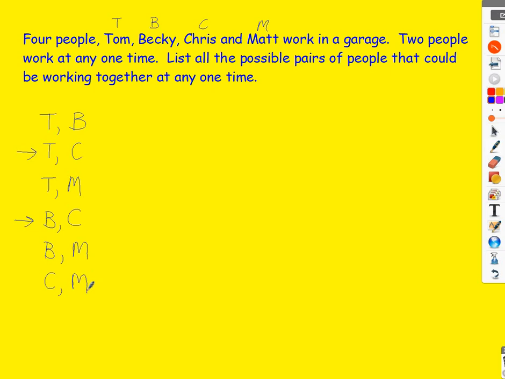And if we just go through and check now, the next name on your list would be Matt. But you can see that we've got Matt working with Tom here, Matt working with Becky there, and Matt working with Chris there. So we have completed the list. That's all the different combinations of having 2 of these people working in the garage.